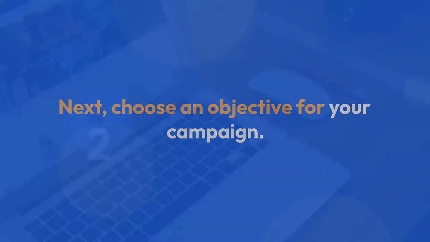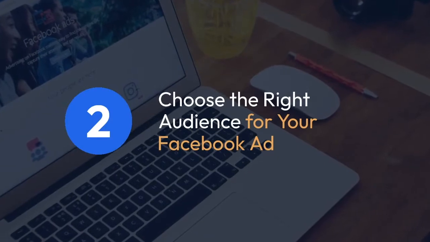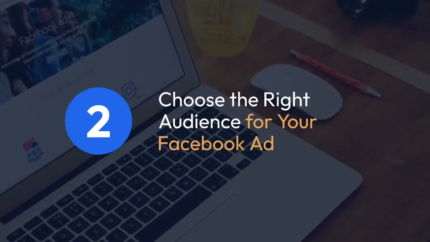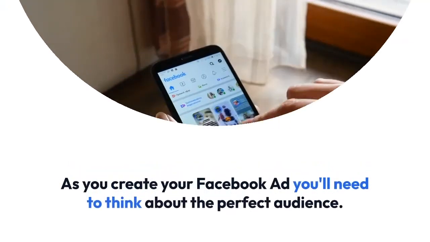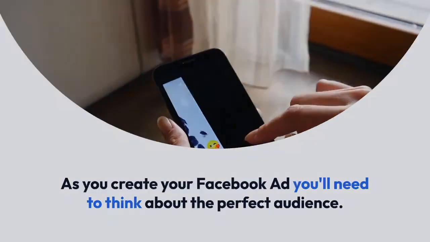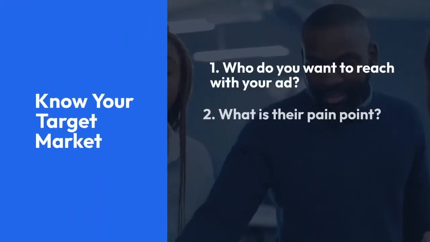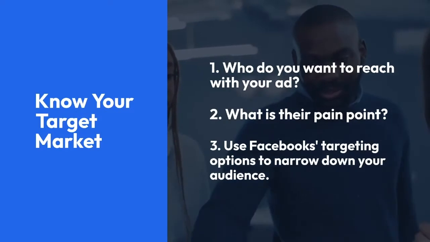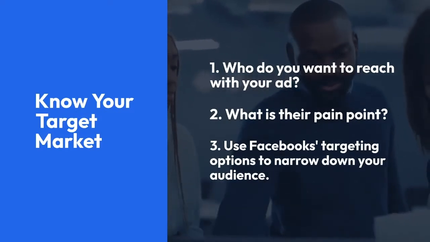Then the second thing is you want to choose the right audience for your Facebook ad. As you create your Facebook ad, you'll need to really think about who that perfect audience is. Now, here are a few tips to help you through that process. Number one, you need to know that target audience inside and out. Who is it that you want to reach with your ad? What are their demographics? What's their income level? What's their age range? What is their geographic location? What are their interests? Are they into hobbies, or are they typically someone who watches the nightly news?